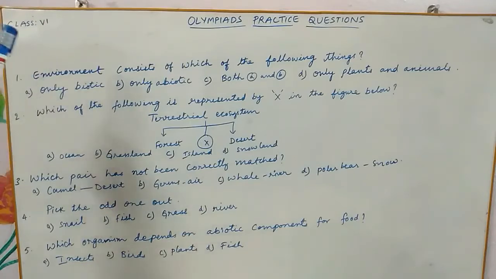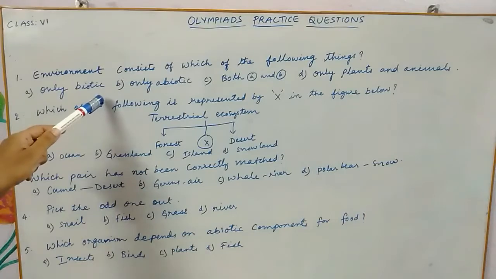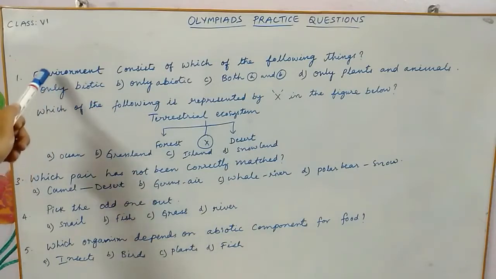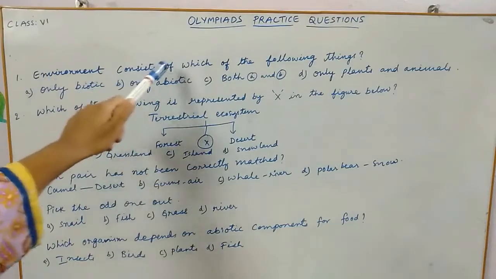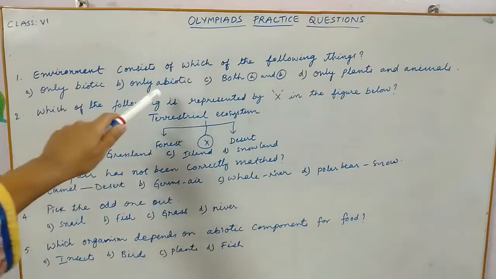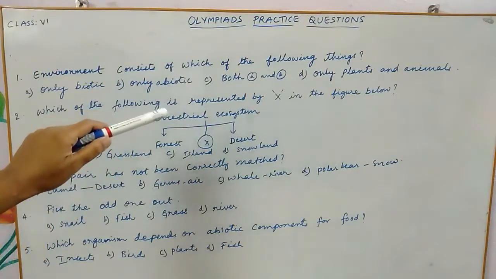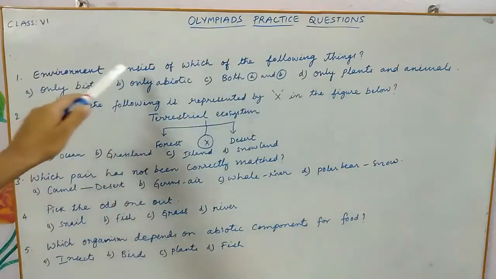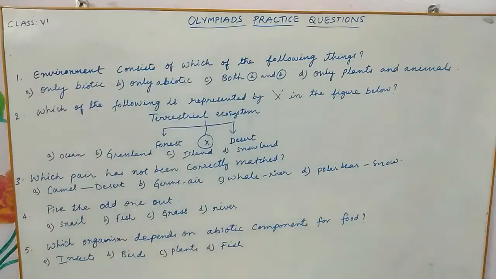Like we have only biotic components. Do we have only biotic components? What do you mean by biotic components? All the living things, living organisms, they come under biotic components of environment. Only abiotic components, that means all that is non-living, that come under abiotic components of the environment. Or both A and B, both biotic and abiotic.